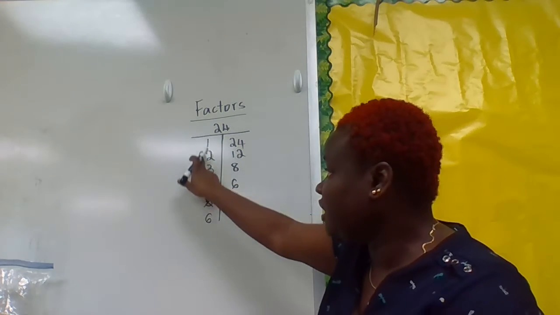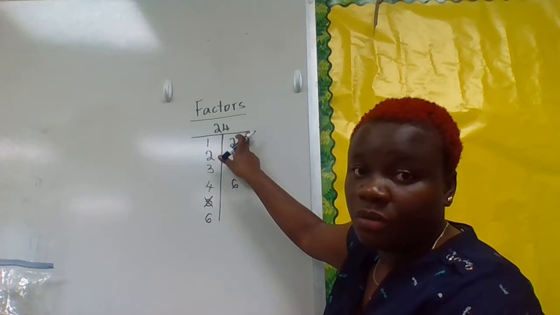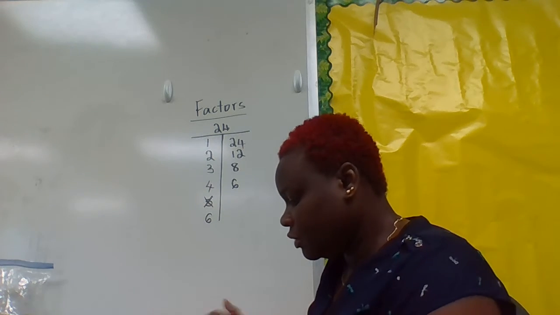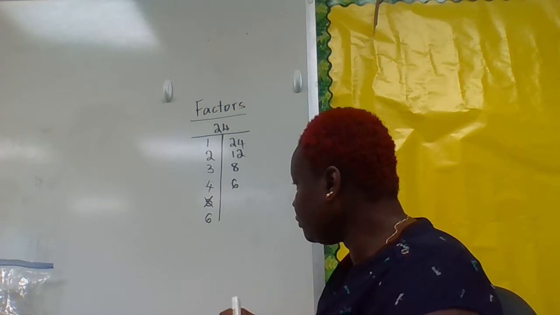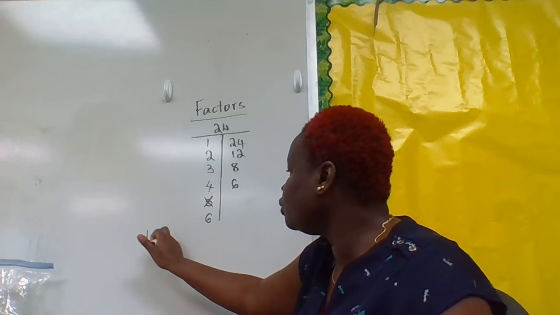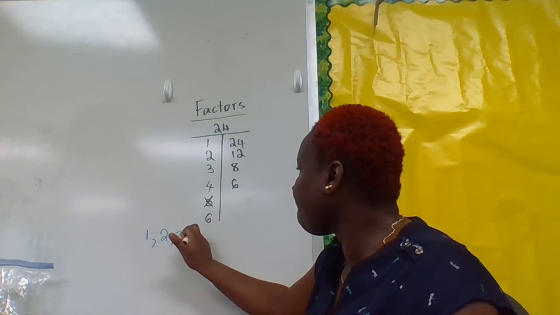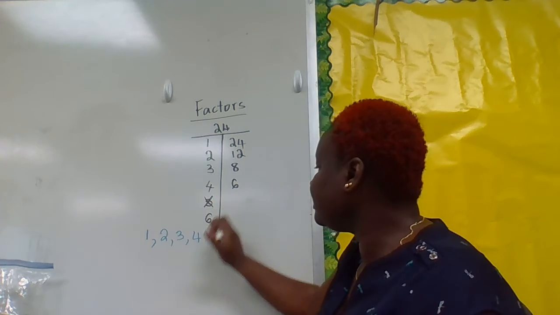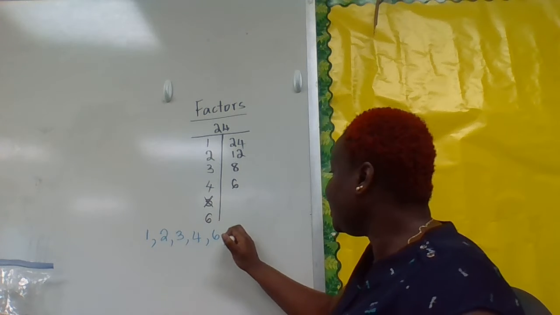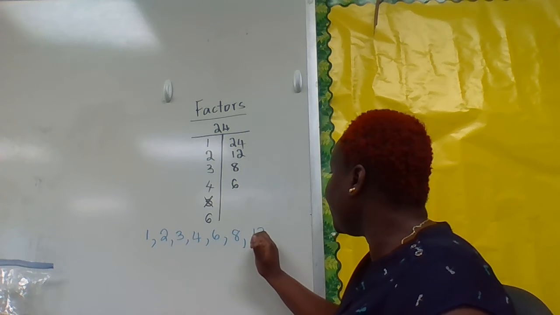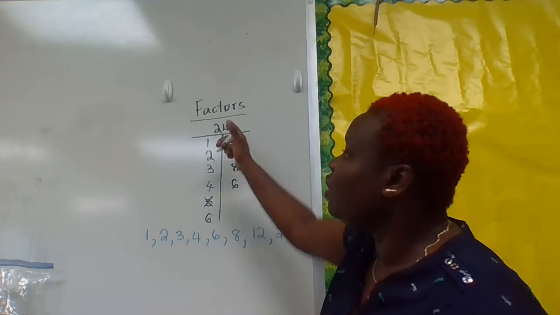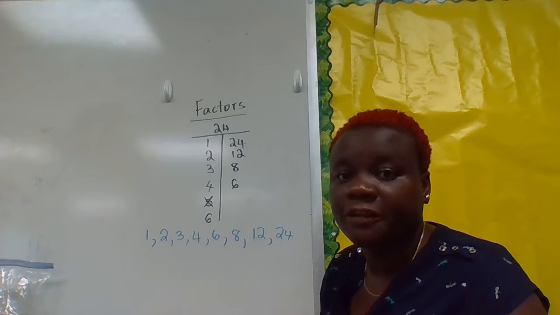So I'm going to start on this side and I'm going to go all the way around to write my factors down. So my first factor, let me use another color. My first factor is 1, 2, 3, 4, and then 6. Because we don't want a repeated number. 8, 12, 24. And these are all the factors of 24.